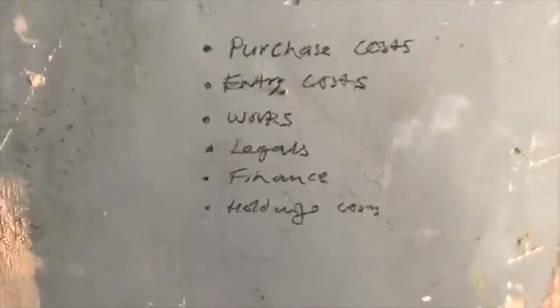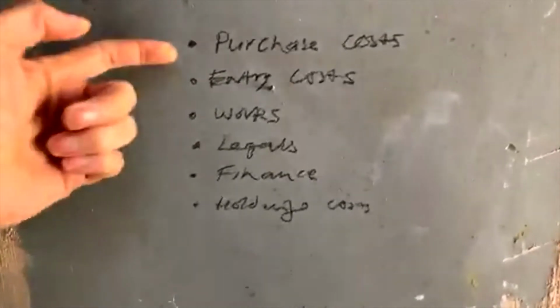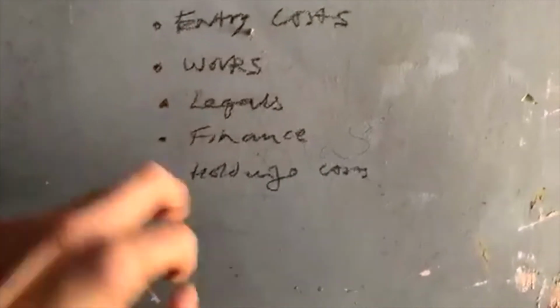Finance costs. So let me flick this round so you can see it the other way around. If you want to take a picture of this, this is finance costs. So you've got purchase, entry, works, legals, finance costs. All right, so what's that? Your broker may charge you a fee. All brokers will get a fee from the bank, but your broker may charge you a separate fee. There may be other fees associated.